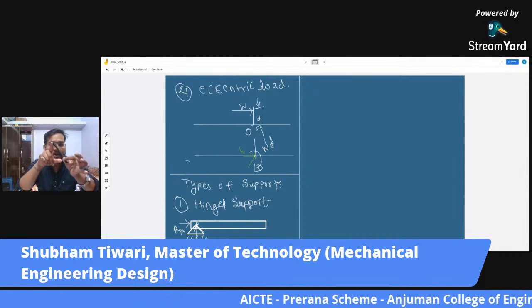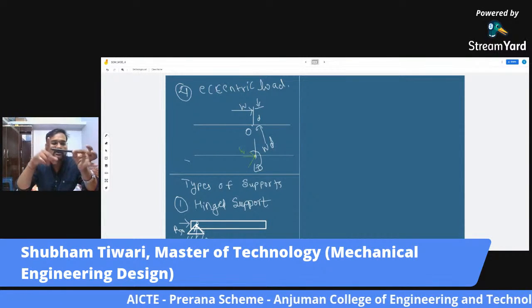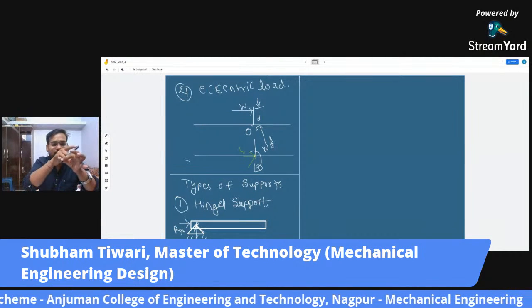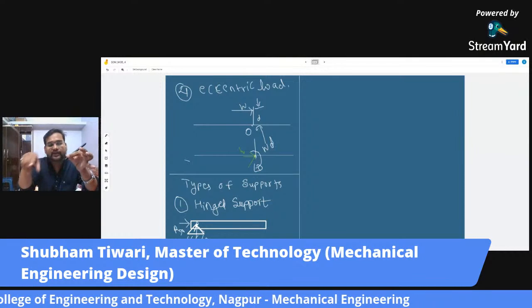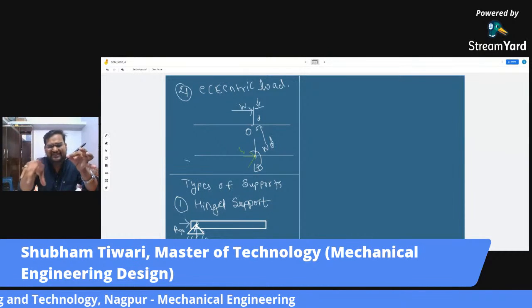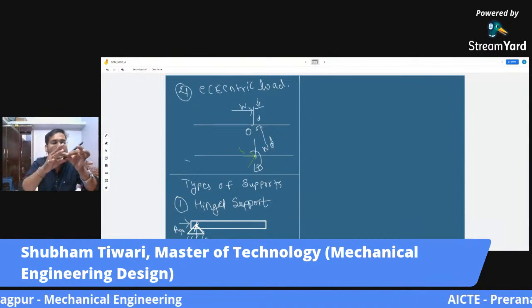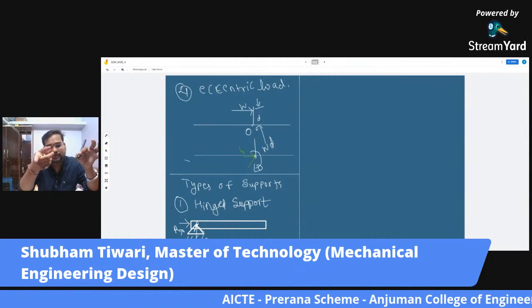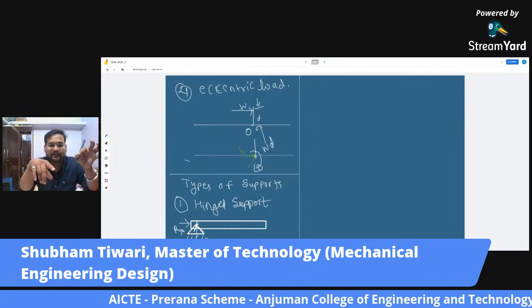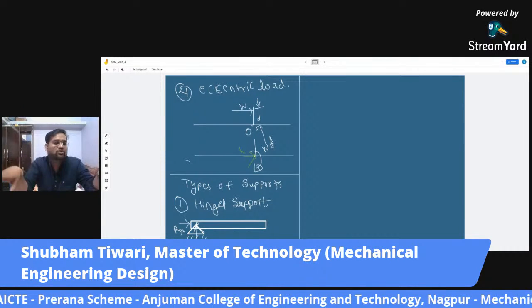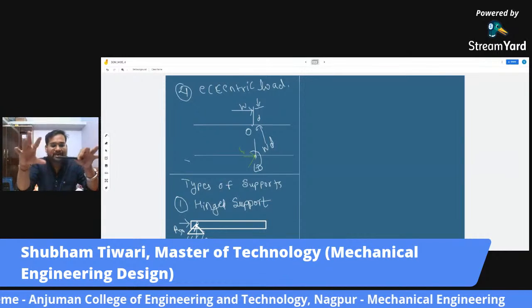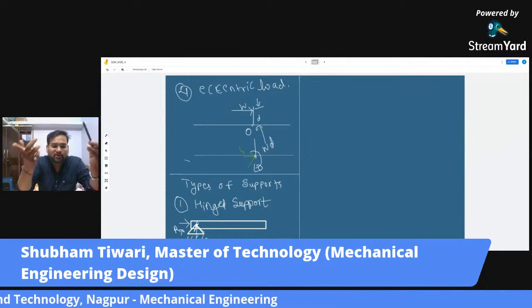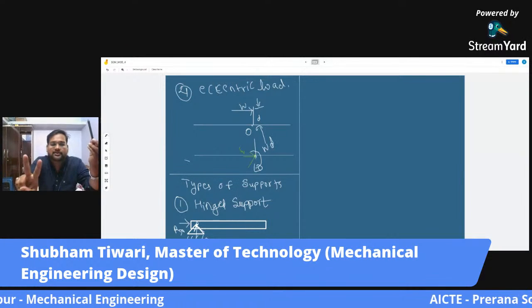Let me tell you. If I apply a moment, see, this is force and this is perpendicular distance. So if I apply this moment, what happens? It is rotating. So this rotation means that there is no such resistance provided by this support. That means there is no need to worry about the reactionary moment, because there is no such reactionary moment provided by this hinge point. Hence, for hinge support, we have two reactions only.